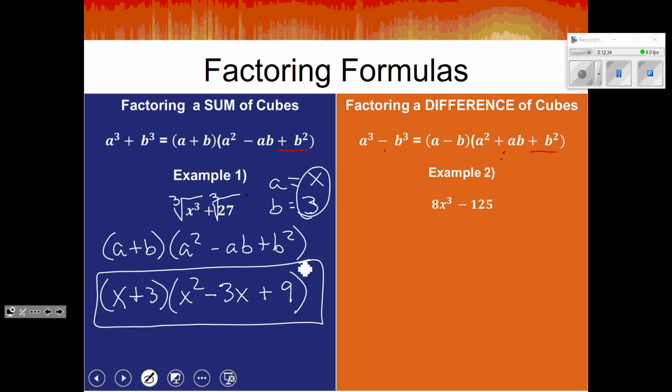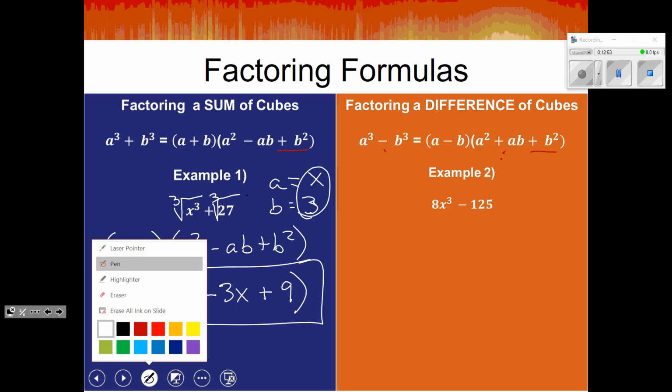So, this is a difference. Someone asked me earlier, how do you know if it's a sum and how do you know if it's a difference? If it's a sum, it's going to be a plus in the middle. It's going to be adding. That's what sum means in math. If it's a minus, it will be a difference. Okay? So, what's step 1?